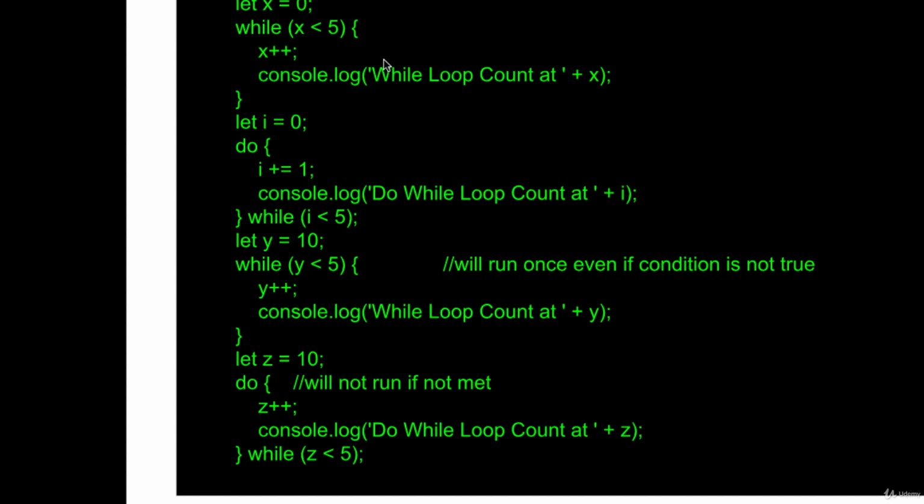Once a condition is met, so for instance, this is a for loop, and we've got a counter. While that counter is less than 5, it will continue. And once that condition is no longer true, the loop will end. This is true for all the loops.